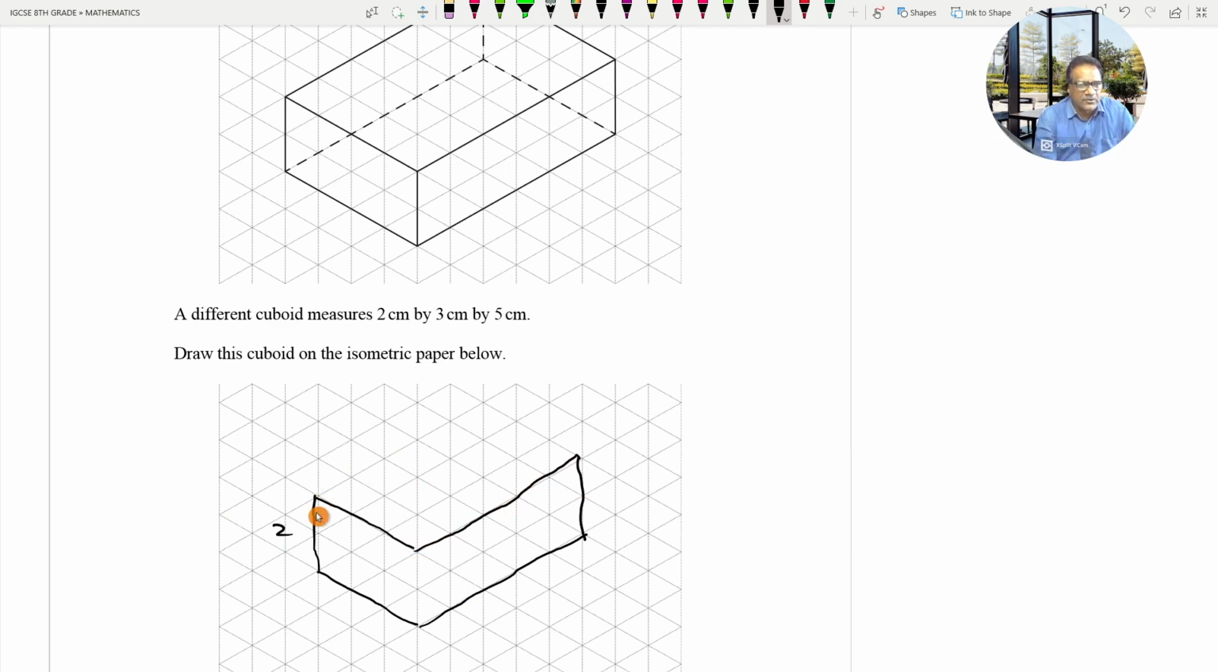Now this shape you got, you have to complete this. So again from here, I'll go this way, 1, 2, 3, 4, and 5 blocks. And this will be 1, 2, and 3 blocks. So this is my cuboid ready.